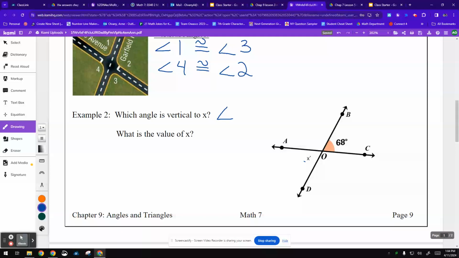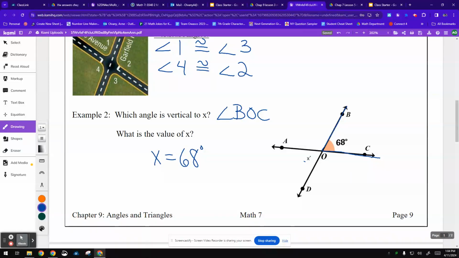Kiefer. Louder. Name it with 3 letters. Oh, that's an O. Angle BOC is mirroring whatever that is. Angle BOC. So that's the first answer. Then it says, what is the value of X? Gabby, what's the value of X? You got it, girl. It's just that easy.